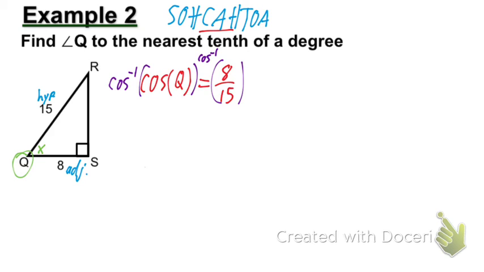Okay, so the reason we know we want to use inverse cosine is because what are we finding? We're finding angle Q. Is angle Q by itself? No, it's not by itself. So we say, well, how do we get it by itself? We have to undo cosine. Well, how do I undo cosine? I do the inverse. Does that make more sense? Yeah. All right, so cosine and inverse cosine undo each other. And we get angle Q is equal to the inverse cosine of the fraction 8 over 15.